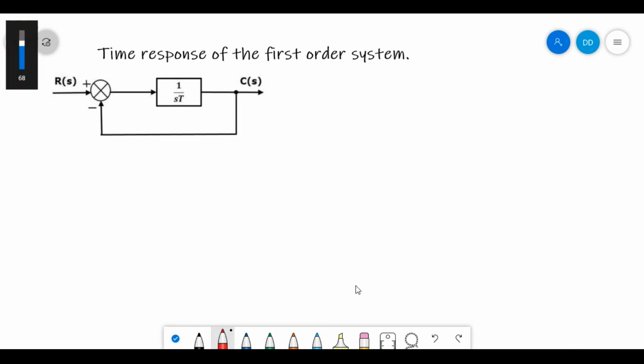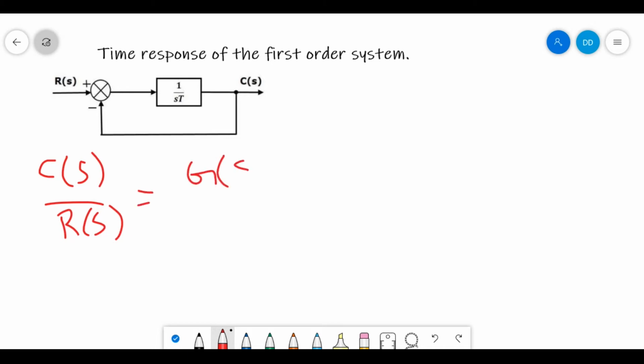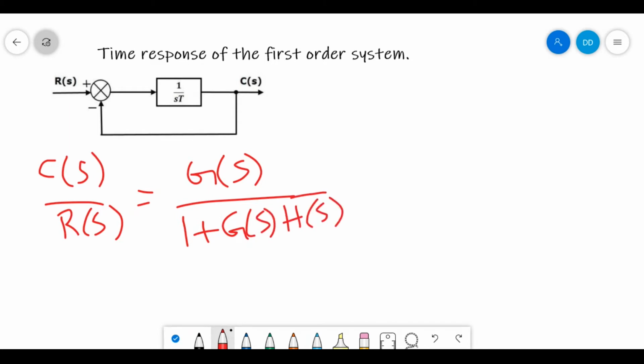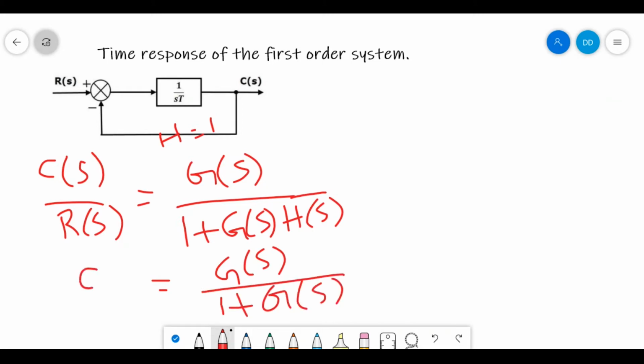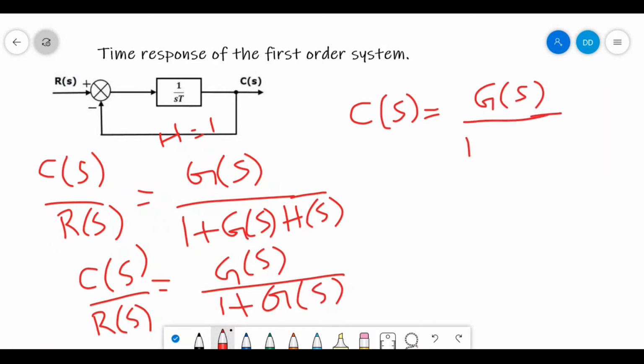So we know that for the closed loop control system, the transfer function is given by C of S by R of S is equal to G of S divided by 1 plus G of S into H of S. Here our H is 1, so this becomes G of S divided by 1 plus G of S, which is C of S by R of S. So we can write our response as C of S is equal to G of S divided by 1 plus G of S into R of S.